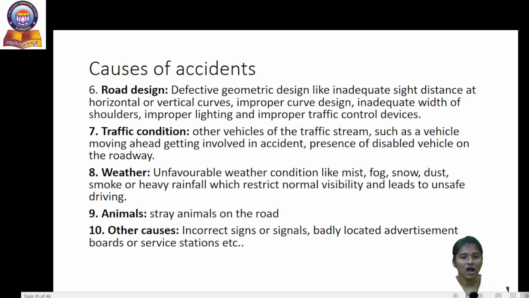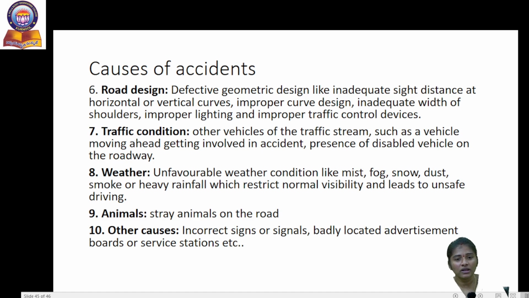Next, we have traffic condition. Other vehicles of the traffic stream, such as the vehicle moving ahead getting involved in an accident, or the presence of a disabled vehicle on the road, cause accidents. Next, if the weather condition is unfavorable, like mist, fog, snow, dust, smoke or heavy rain, which restrict normal visibility, it leads to unsafe conditions for the driver, and there will be a chance of accident.